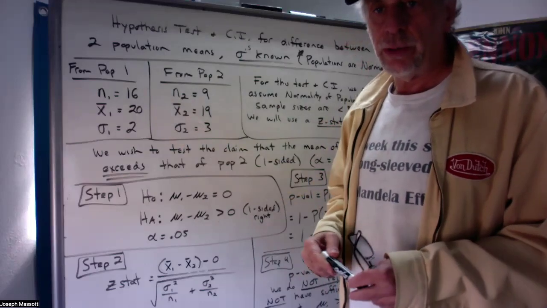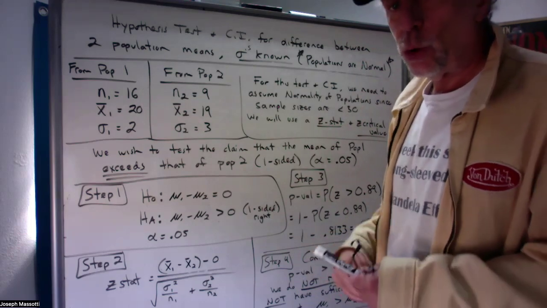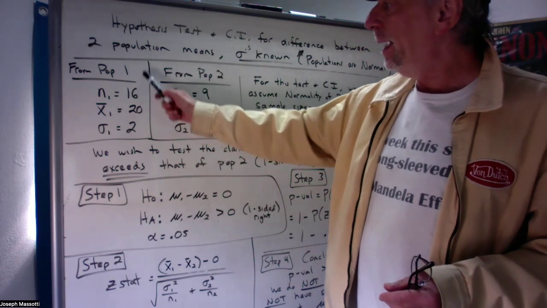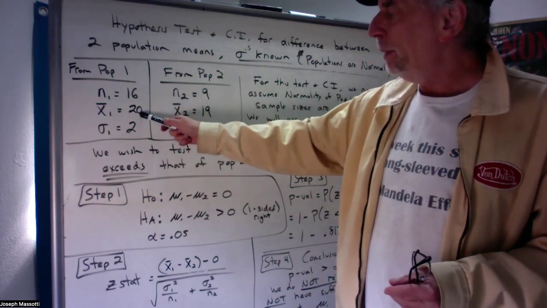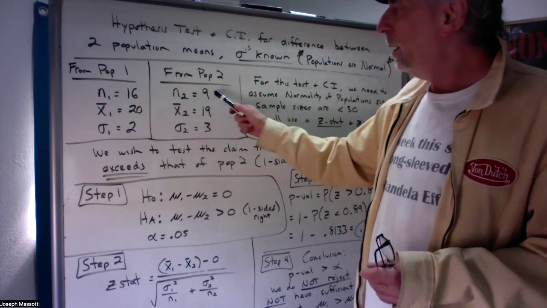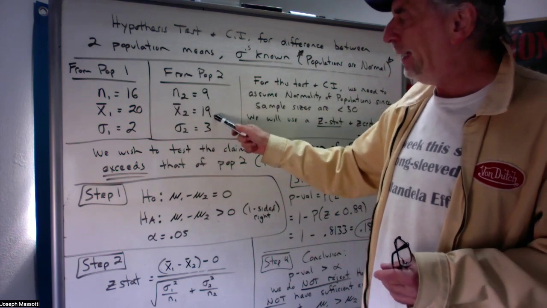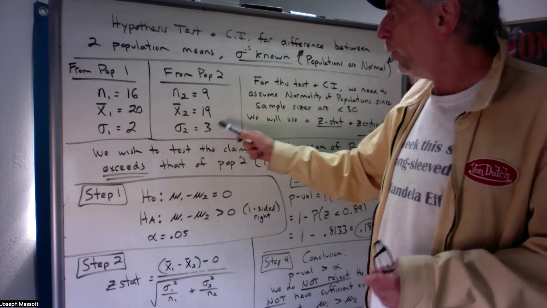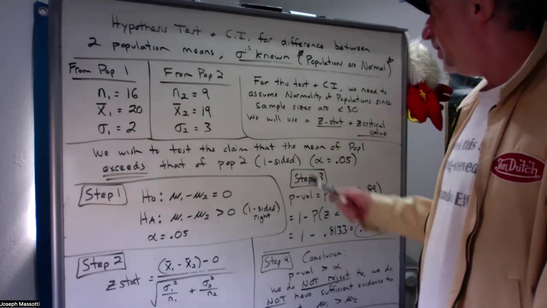Remember our central limit theorem. If the populations are not normal, we need the sample sizes to be 30 or more in order to use these techniques. In this case, from population 1, we have a sample size of 16 with a sample mean of 20 and a population standard deviation of 2. And from population 2, we have a sample size of 9, a sample mean of 19, and a population standard deviation of 3. So we're assuming normality because the sample sizes are less than 30.